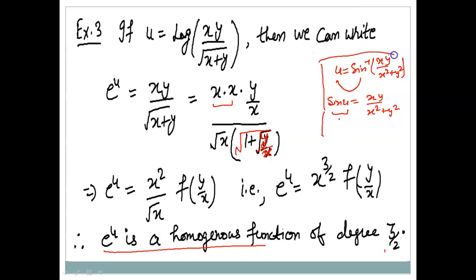So you can have several examples of this type where the given function u will not be homogeneous, but after changing its form, you simplify certain expressions. For example, here we have simplified this logarithm, and here we have simplified this inverse function. So in this way, several examples can be there.